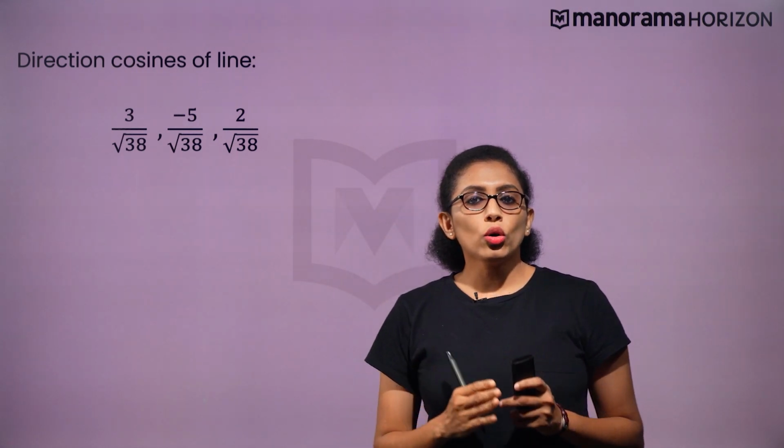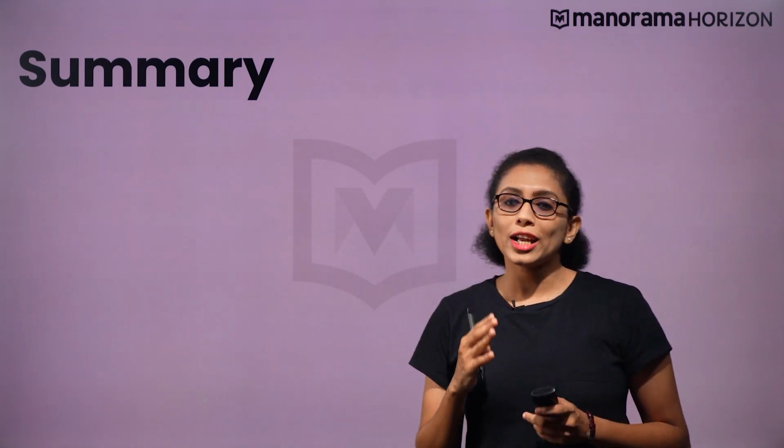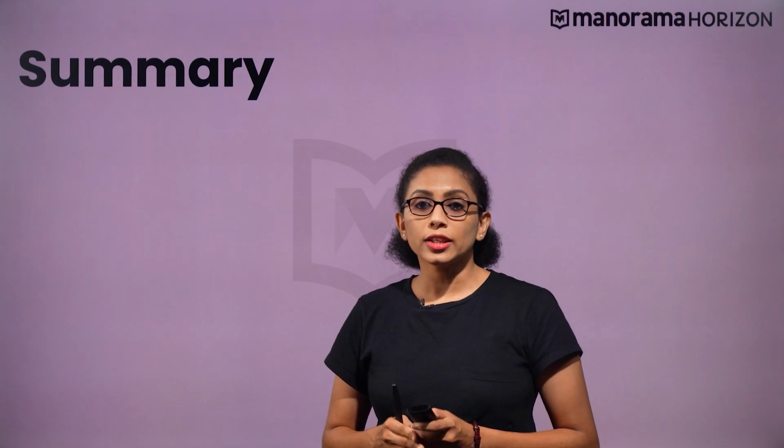So we know the direction cosines and direction ratios of a vector. So in this section, we have learned about direction cosines and direction ratios of the line. If we are given only the direction ratios, we can easily find the direction cosines. And if we are given 2 points of a line, then also we can find the direction cosines. And this is what we have covered in this video.